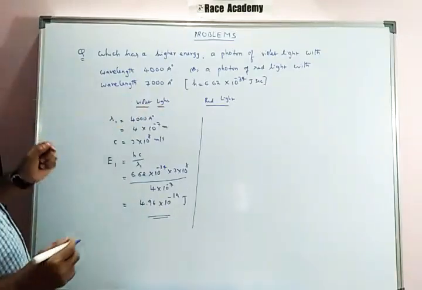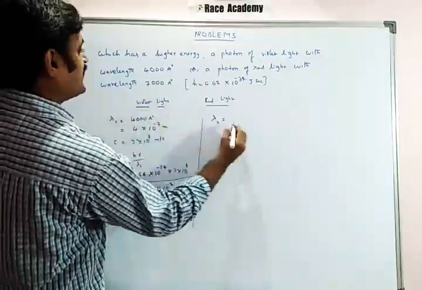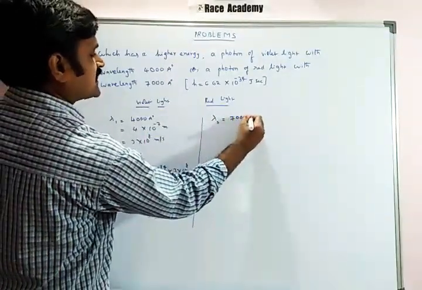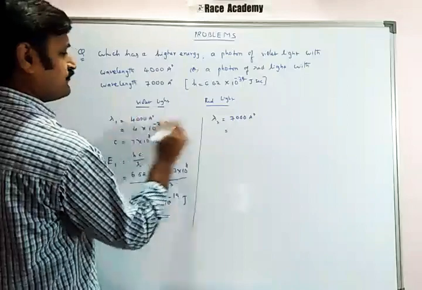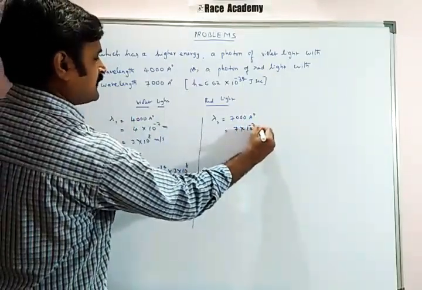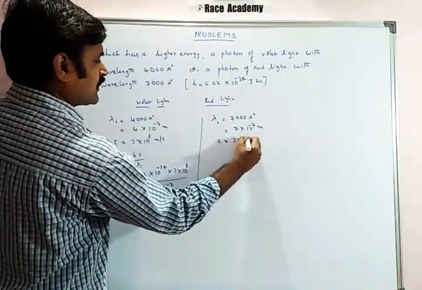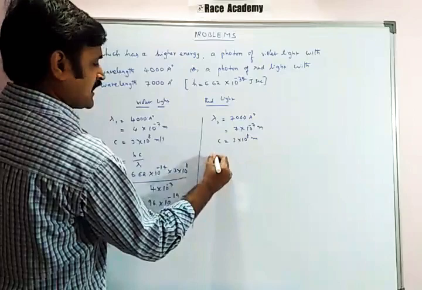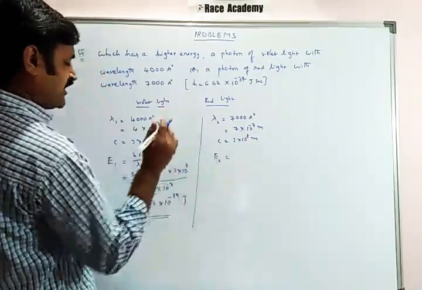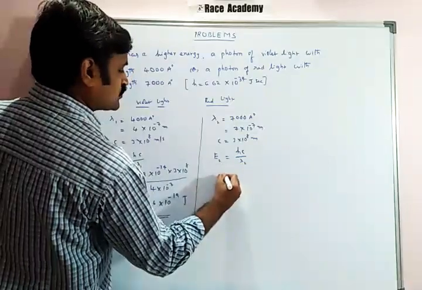Same thing we will do for the red light. What is the red light lambda value given? Lambda 2, we are assuming, is 7000 angstrom units. In the same way, it will be 7 into 10 to the power of minus 7 meters, and the c value is constant, that is 3 into 10 to the power of 8 meters per second. I am taking the energy of red light as E2, and the formula I am writing is hc by lambda 2.